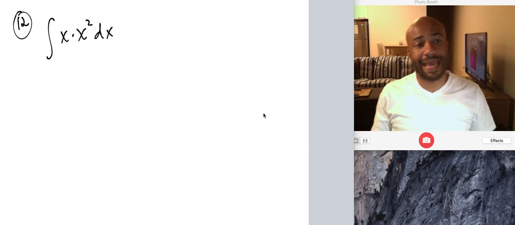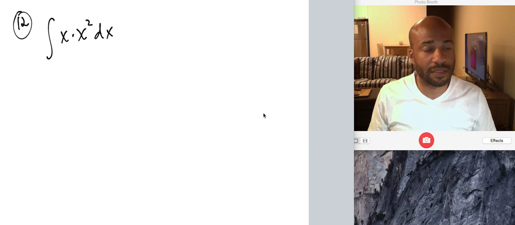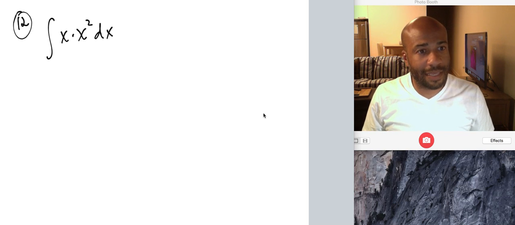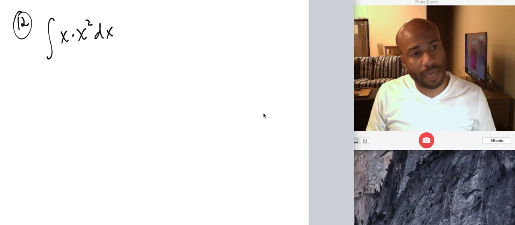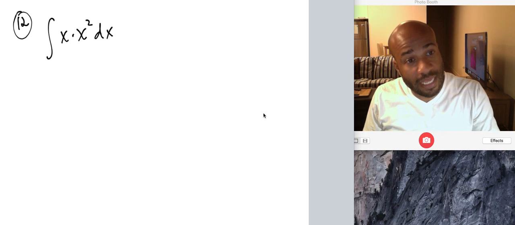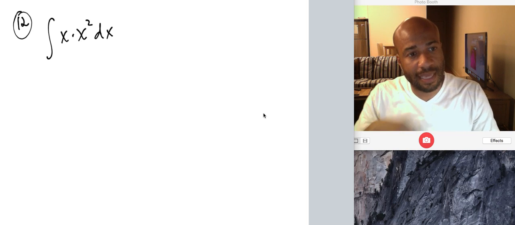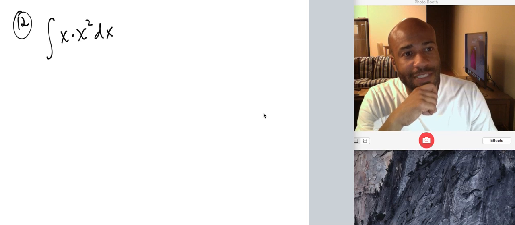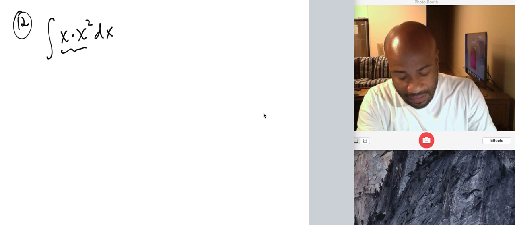So this one is the integral of x times x squared dx. In this case, there were no rules that we discussed that talked about the product of two functions within the integral. So when that is the case, we have to simplify this, right? So we have to simplify.